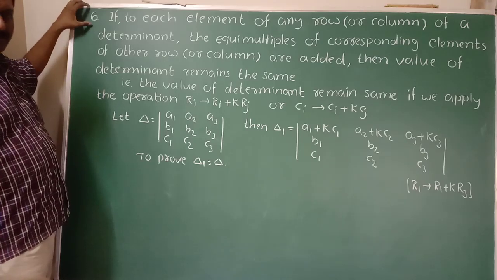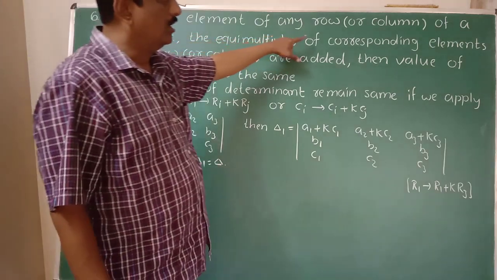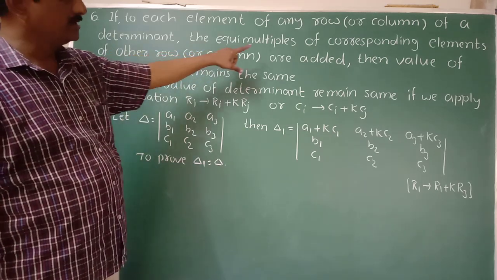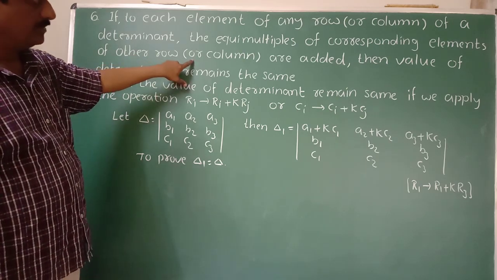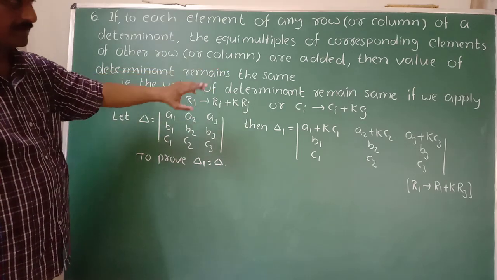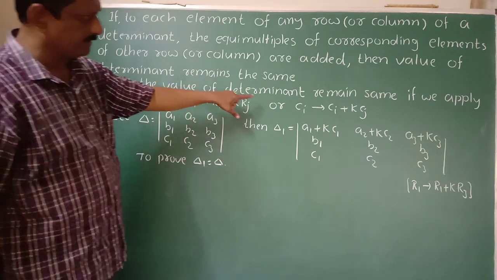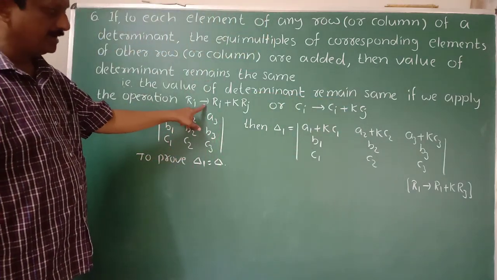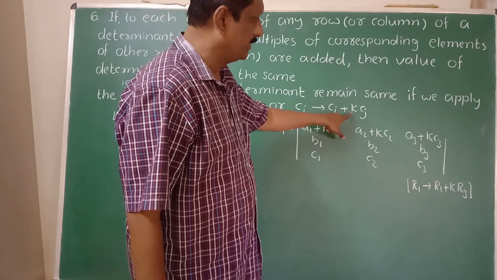This is the sixth property here. If to each element of any row or column of a determinant, the equimultiples of corresponding elements of other row or column are added, then the value of the determinant remains the same. That is, the value of the determinant remains the same if we apply the operation Ri implies Ri plus k into Rj, or Ci implies Ci plus k into Cj.